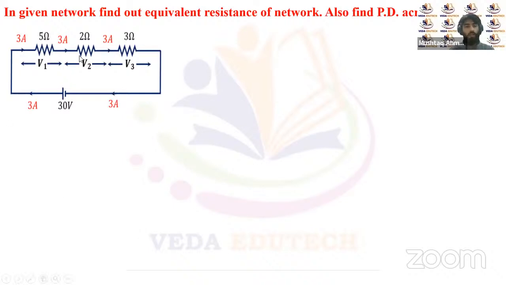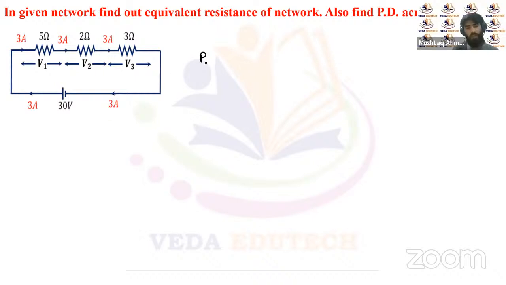So let's discuss this very basic question here in this diagram. The question is that in the given circuit, or in the given network, find out the equivalent resistance of the network. Also find out the potential drop across each resistor. So the equivalent circuit for this network will be nothing.